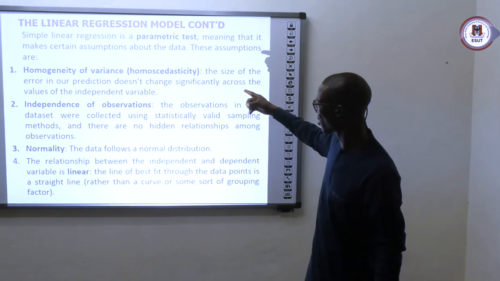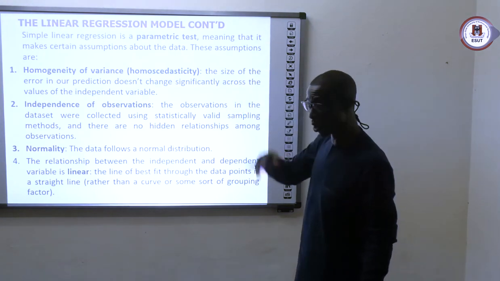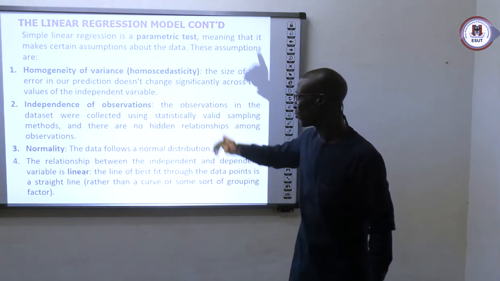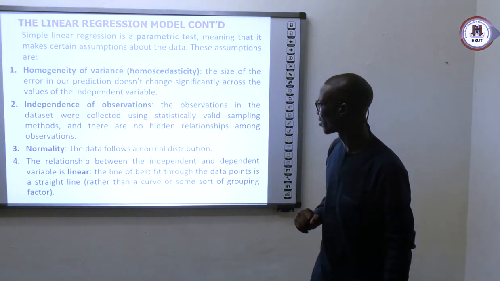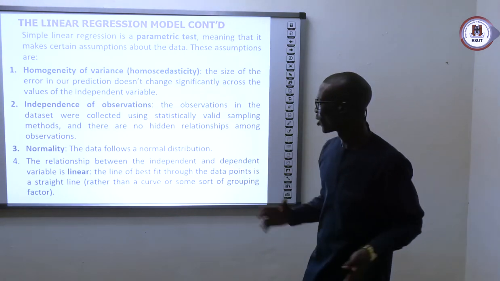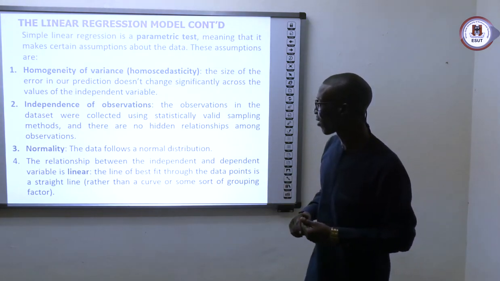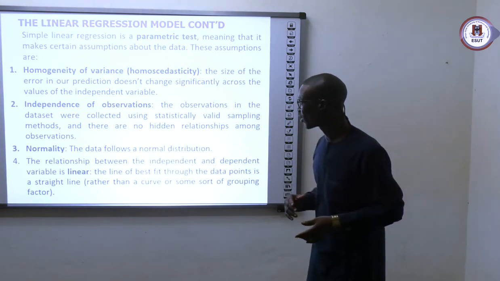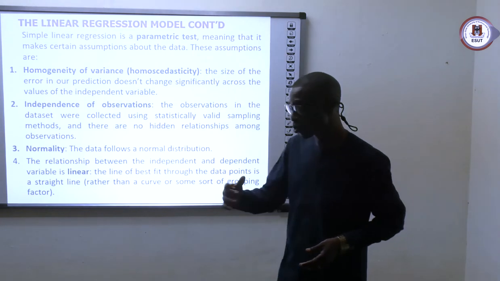So we always take care of what? Heteroscedasticity. Heteroscedasticity is a problem in regression analysis. Rather, we fight to achieve what? Homogeneity in regression analysis. All the error terms in the regression must be homogeneous. Another one is independency of observation. Here, we talk of multiple collinearity.